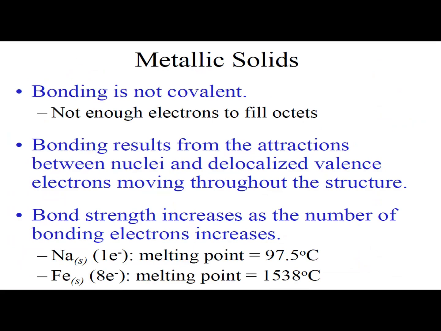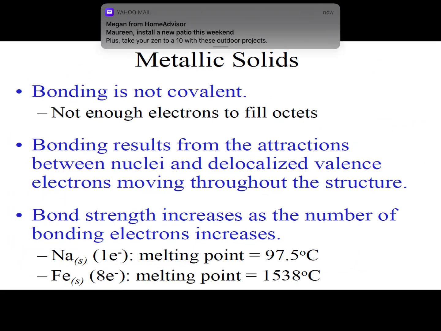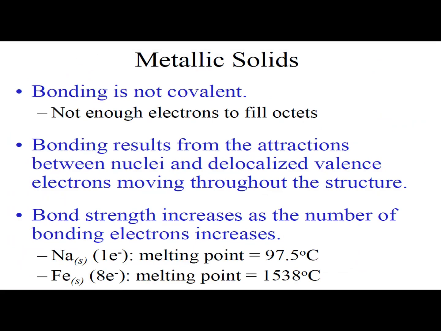Let's go to metallic solids. Our ionic ones, you'll remember, had very high melting points. Our covalent solids did not. In between, we're taking a look at metallic solids. In metallic solids, the bonding is not covalent.